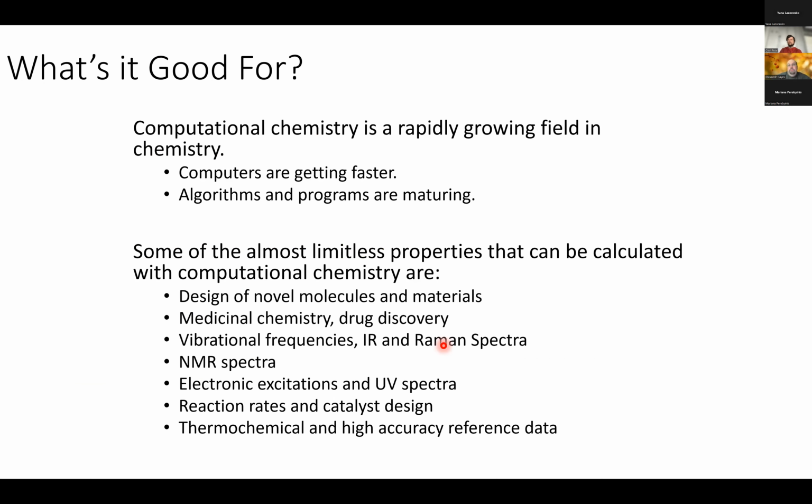Now, you might ask, what is it good for? What can it do for you, for me? First of all, it's a very fast-growing field because computers are getting faster, and we get better and better algorithms and software ecosystems. The problems that we can solve are ubiquitous: design of novel molecules, drug design, design of materials, medicinal chemistry, prediction of various properties, spectroscopy of molecules and materials, electronic excited states, reaction design, catalyst design. All of these things can be addressed from one angle or another using methods of quantum mechanics and computational chemistry.